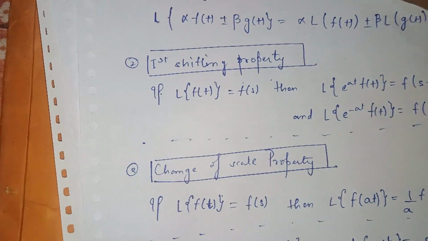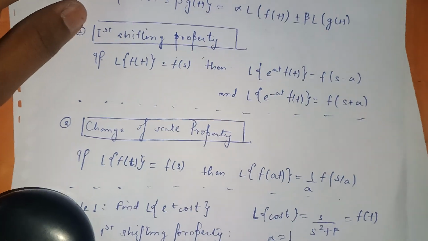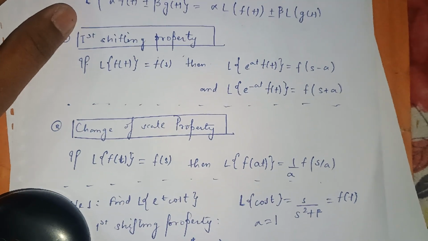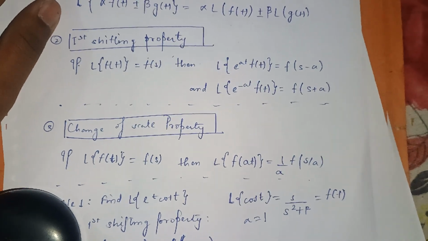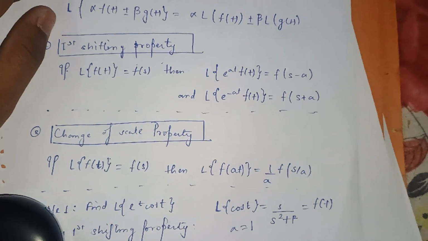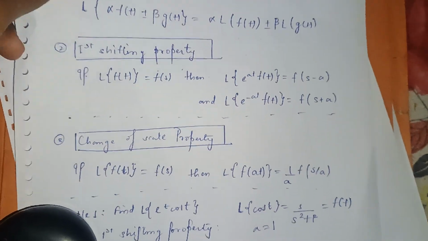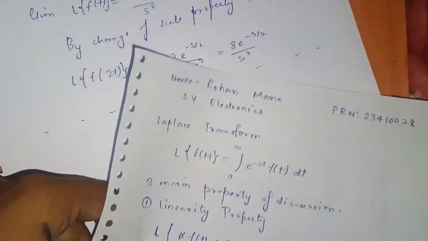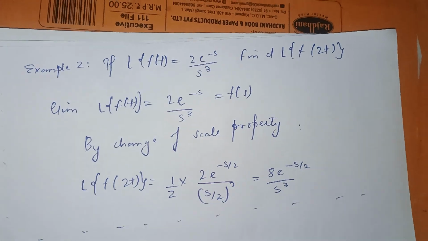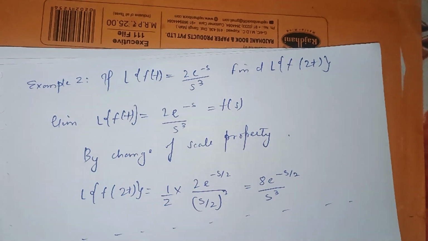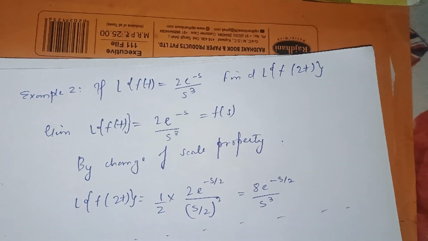The change of scale property says that if the Laplace transform of a function of t is given by F of s, then the Laplace transform of the function of a into t is given by 1 by a F of s by a. An example to learn this property is given here. If the Laplace transform of f of t equals 2 e raised to minus s upon s cube, then we need to find the Laplace transform of f of 2t.